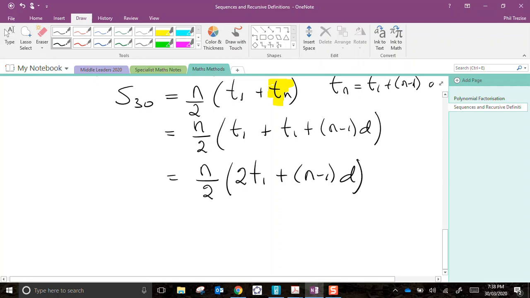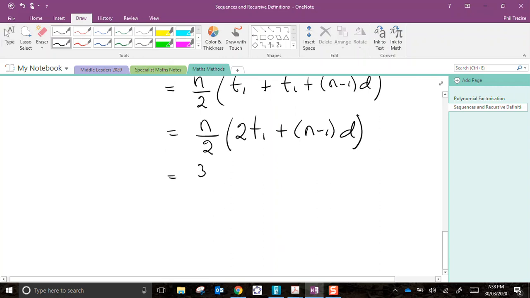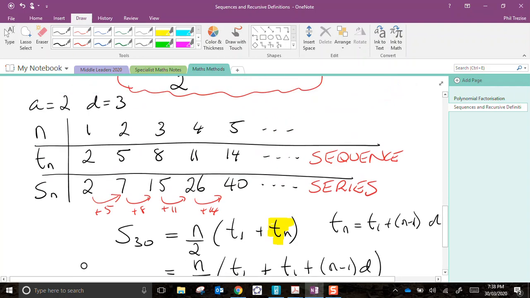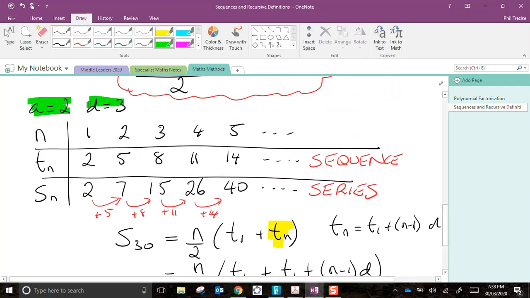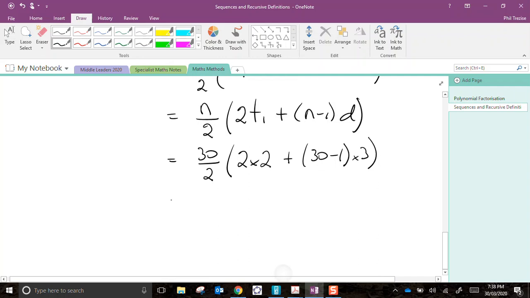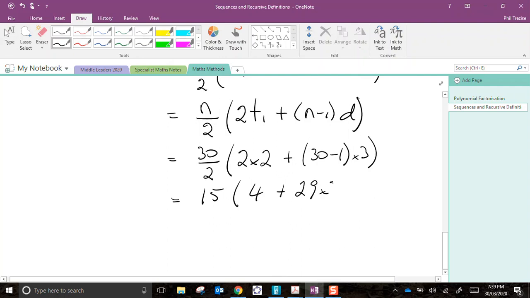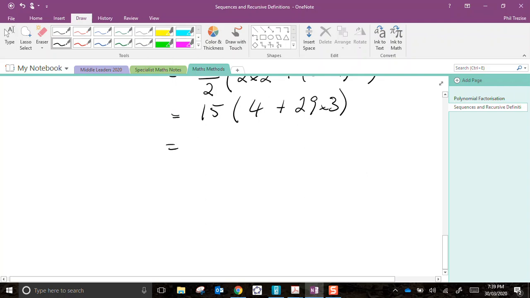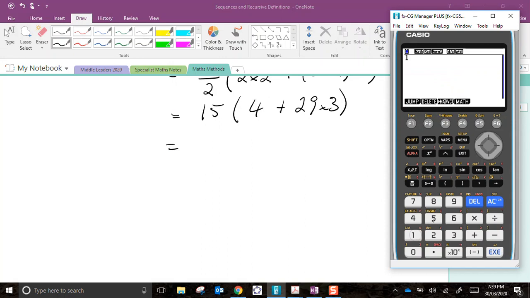So if I did want the sum to 30 terms in this series, I'd have 30 over 2 times, now what was my first term again? My first term was 2. There it is, my first term was 2. My common difference was 3. So 2 times 2 plus 30 minus 1, the common difference was 3. That's 15. 2 2s are 4, plus 29 times 3. I think that's a job for the calculator. 15 times what have we got? 4 plus 29 times 3. 1365.